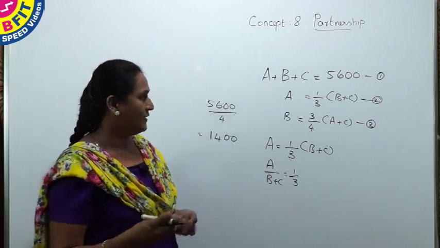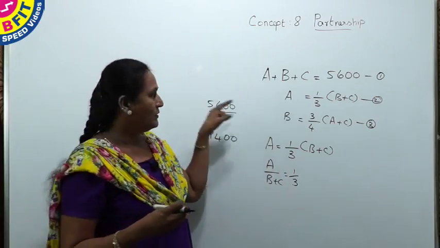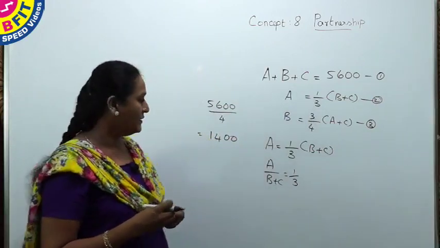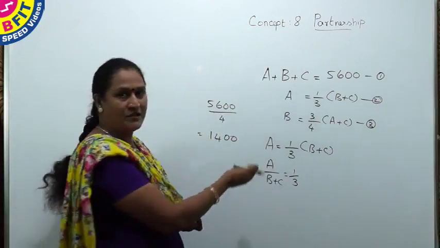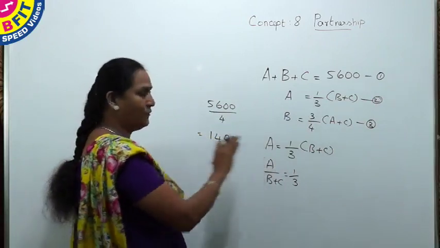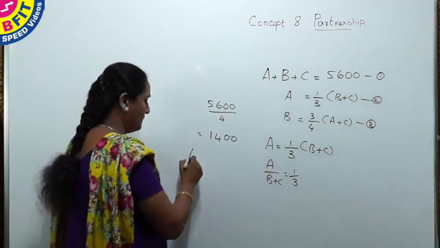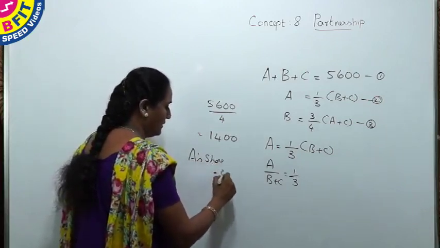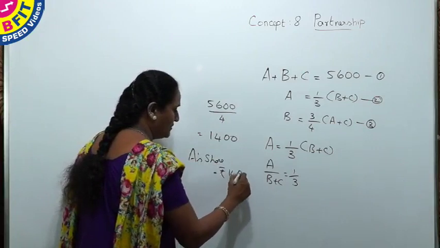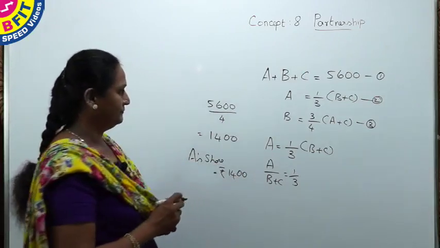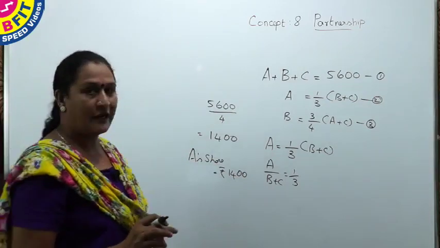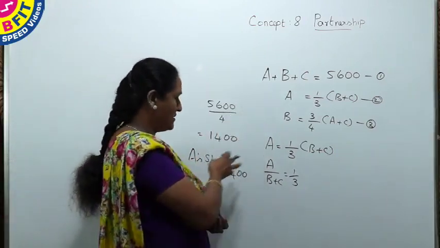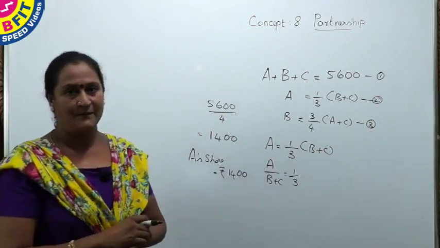For A's share, I have used this data alone. That is, A receives 1 part, B and C together receive 3 parts, and we are not worried about what is B's share or C's share. We need only one part, that is A's share, which is equal to rupees 1400. With the given data, don't try to complicate the question. Understand the question, and here with the second equation itself we have got A's share.